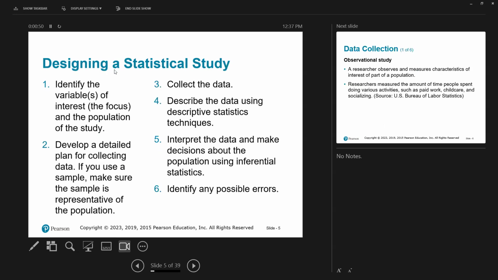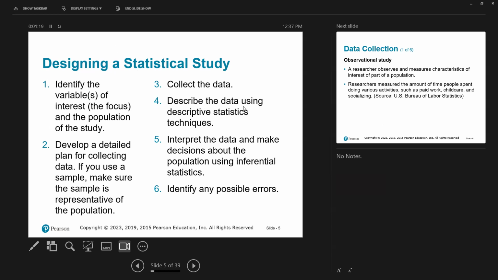First objective is designing a statistical study. First step will be identify the variables of interest, the focus, and the population of the study. What is the variable that you are interested in? Number two is develop a detailed plan for collecting data. If you use a sample, make sure the sample is representative of the population. Third one is collect the data.